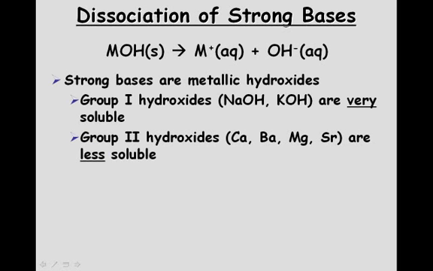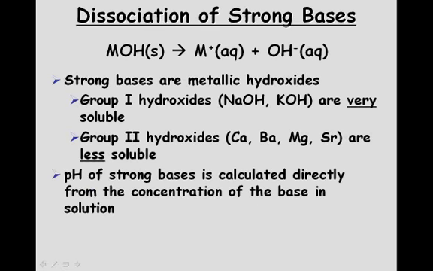Group 2 hydroxides are also strong bases. They're a little bit less soluble than the group 1s, and it's mainly the four that you see here: calcium, barium, magnesium, and strontium. You can calculate the pH of a strong base directly from the concentration of the base in the solution. So you simply take the OH minus concentration, assuming the base dissociates completely, and then you use that to calculate the H plus by using the Kw, and then from the H plus you can then get the pH. So it works pretty much like a strong acid.